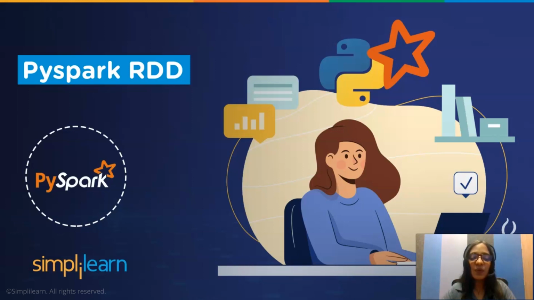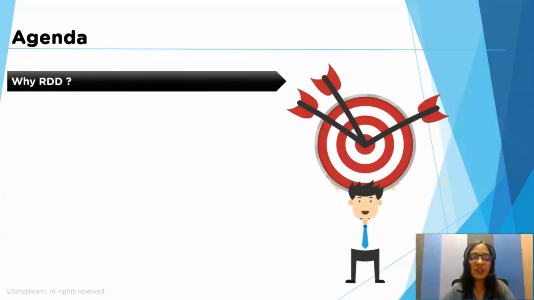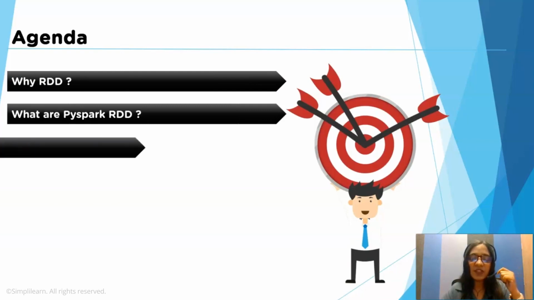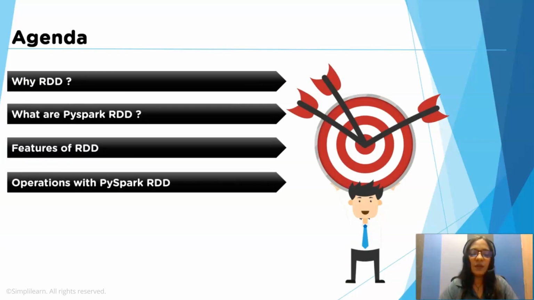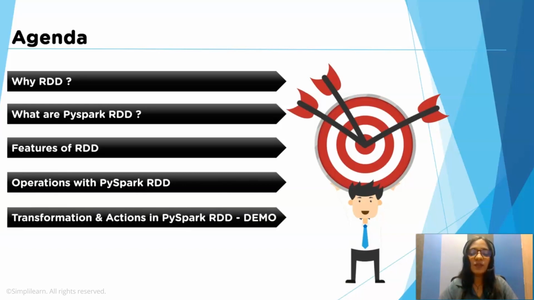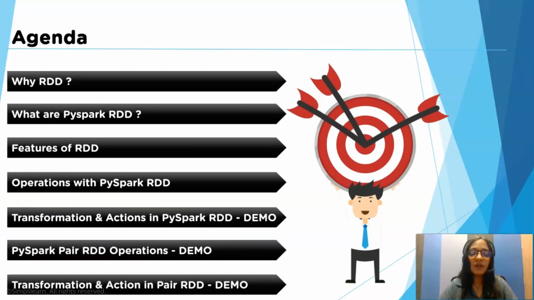So before moving forward, let's have a quick look at the agenda. We will begin the session by discussing why exactly we need PySpark RDD and what PySpark RDD is, then the various features of RDD, along with the operations that can be performed. Next, I will show you some demos related to transformation and action, and then the pair RDD operation in PySpark. After that, we will have a look at transformation and action in pair RDD. Let's get to the video to learn more about PySpark RDD without any further delay.